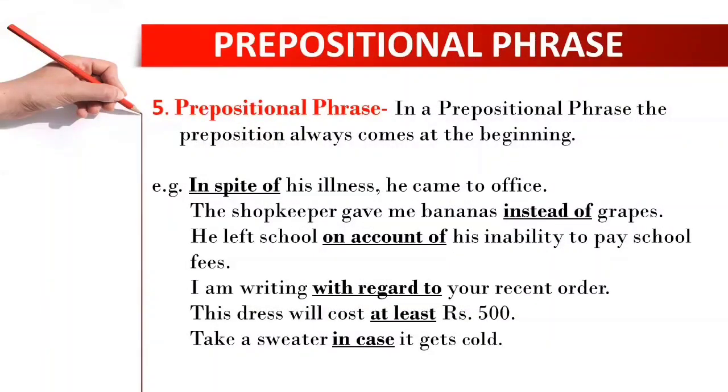Now let's look at prepositional phrase. A prepositional phrase has a preposition which always comes at the beginning of the phrase. For example, in spite of his illness, he came to office. Here, in spite of is the prepositional phrase. The shopkeeper gave me bananas instead of grapes. Here, instead of is the prepositional phrase. He left school on account of his inability to pay school fees. Here, on account of is the prepositional phrase.